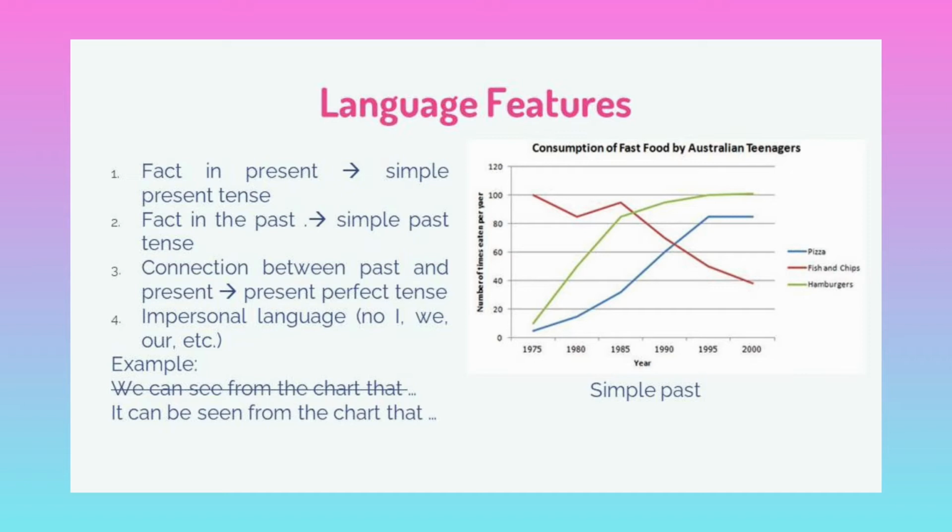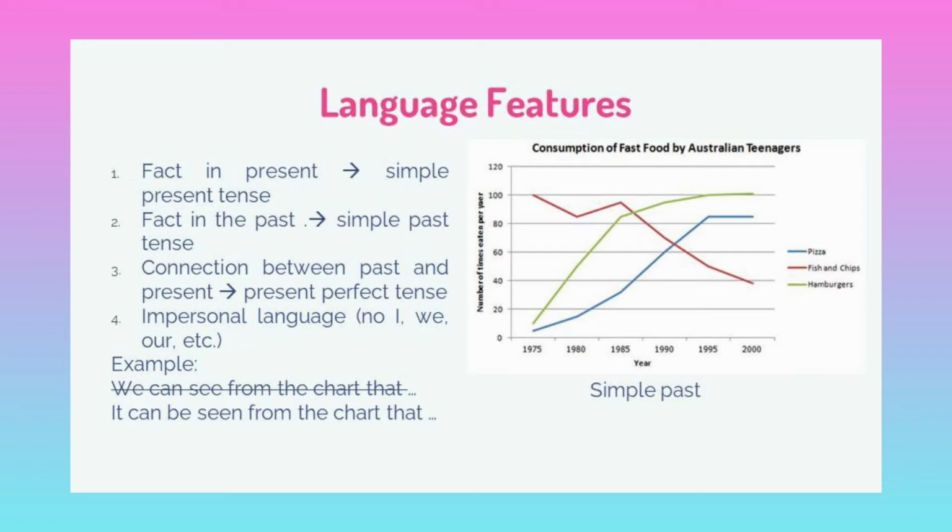It means we should avoid the use of I, we, our, and etc. Let's take a look at the example. Instead of writing, "We can see from the chart that blah blah blah," we should write, "It can be seen from the chart that blah blah blah." In this case, the word we is replaced by it.